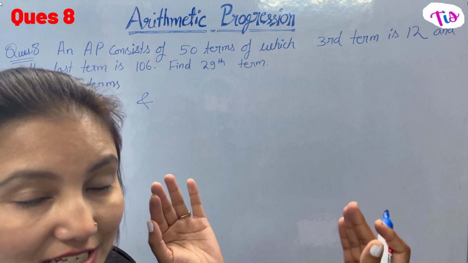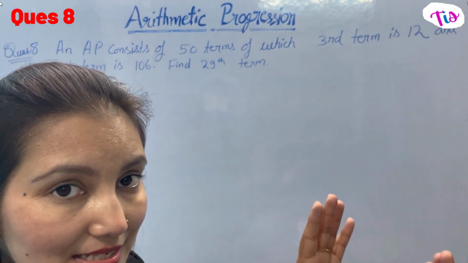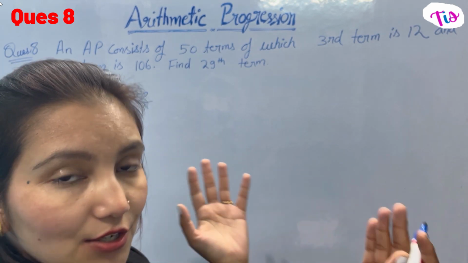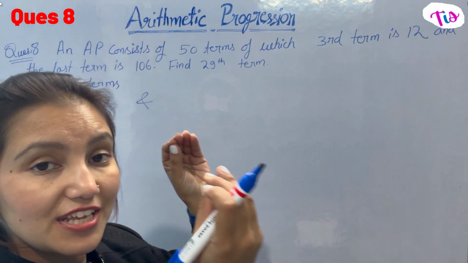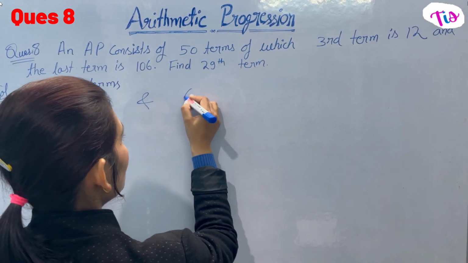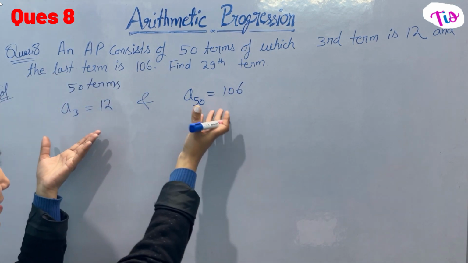So 50 is the last term. A50, the 50th term, is the last term, because this AP has 50 terms in all. So 106 is the 50th term, right? So A50 is equal to 106. Cool. Now we got our two values.